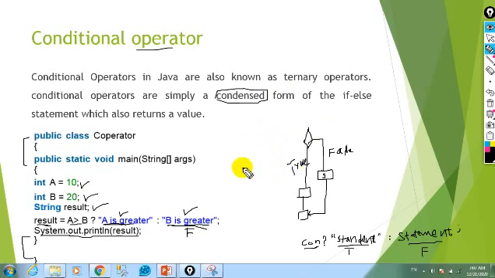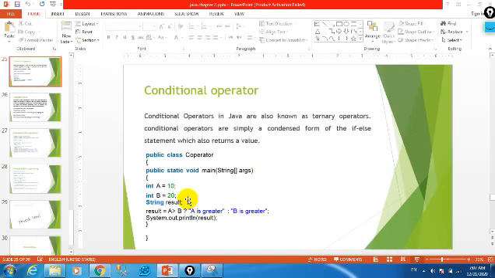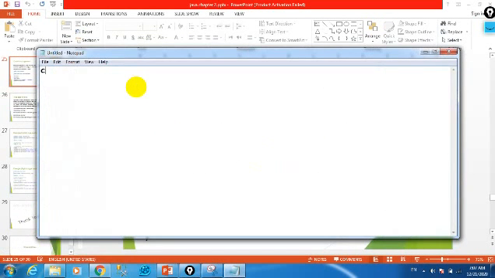Now let me do it practically. How will we use it practically in Java? First of all, let me take a notepad page and create a class with a name, for example, CondOperator, with C capital and O capital. Starting of the class and closing of the class.